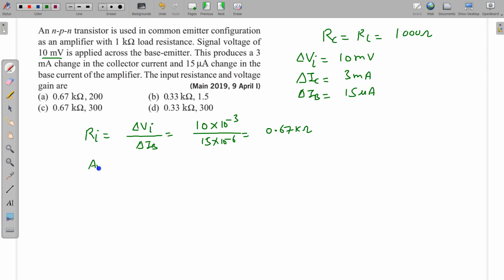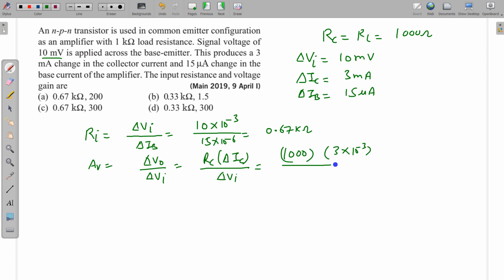Voltage gain AV is equal to delta V naught divided by delta VI. Delta VI we know. What is delta V naught? Delta V naught is the change in collector current multiplied by RC. So it is RC into delta IC divided by delta VI. RC here is 1000. Delta IC is 3 milliampere, divided by 10 millivolt. So if we calculate, this is equal to 300.